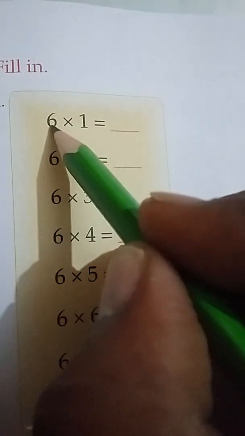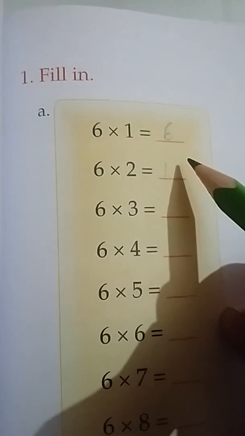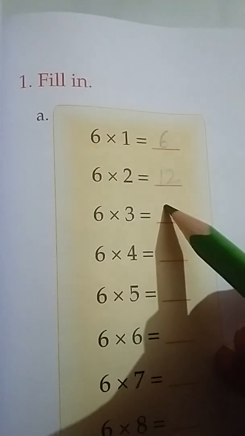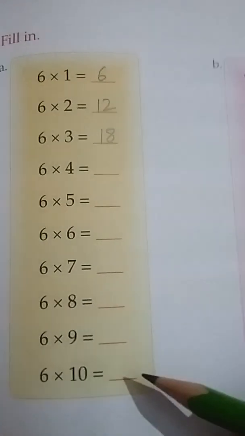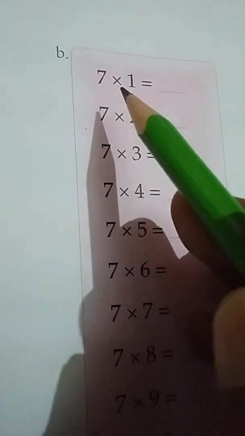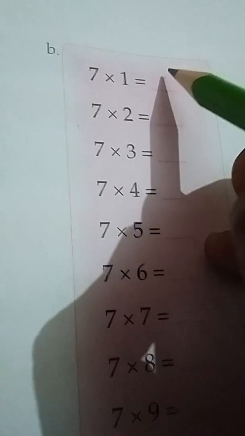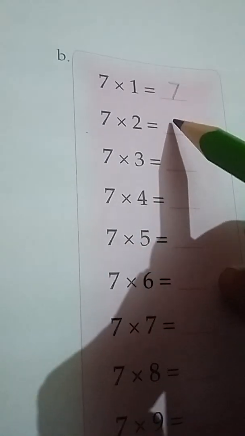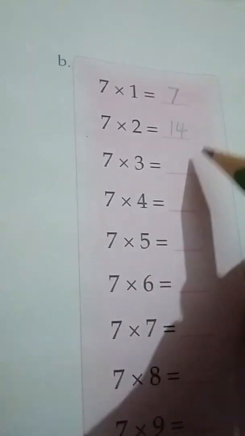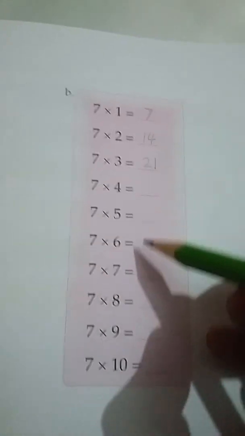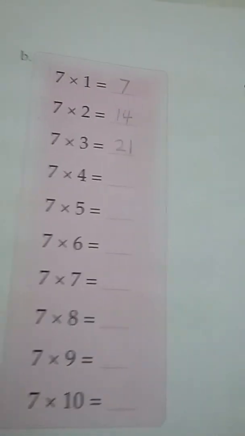So you know very well, 6 ones are 6, 6 2s are 12, 6 3s are 18. Same, you have to complete this. Then the multiplication table of 7: 7 ones are 7, 7 2s are 14, 7 3s are 21, and the rest of these you have to complete on your own.